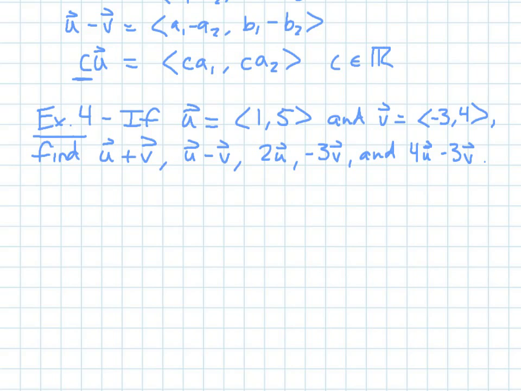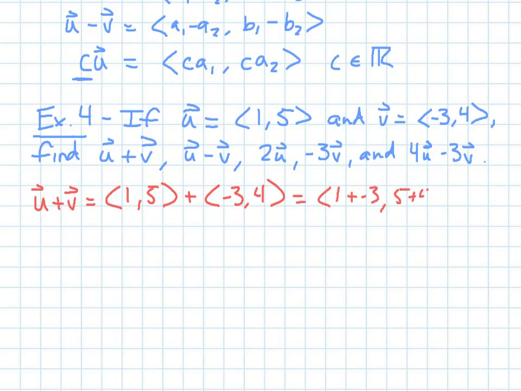So if I was to add vector u and vector v to each other, that means 1, 5 plus negative 3, 4. So 1 plus a negative 3, 5 plus 4. That should give me negative 2, 9. So that would be my new vector of addition.